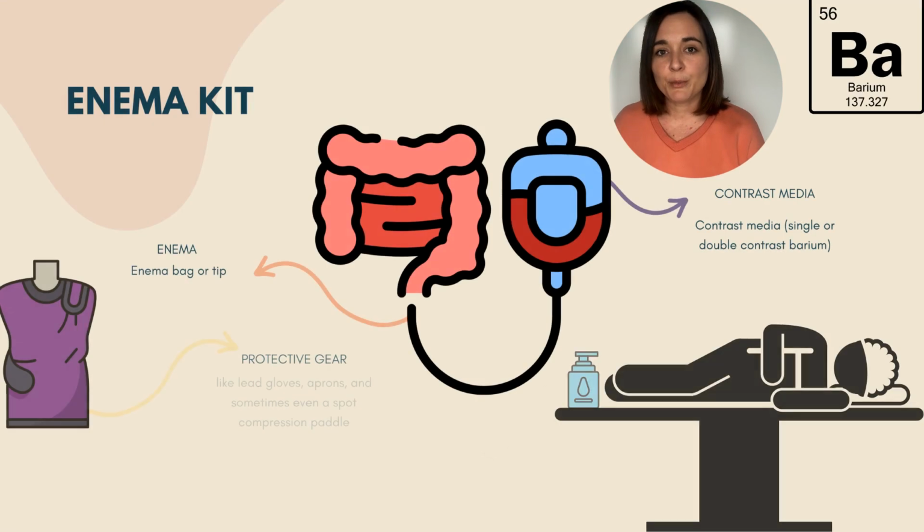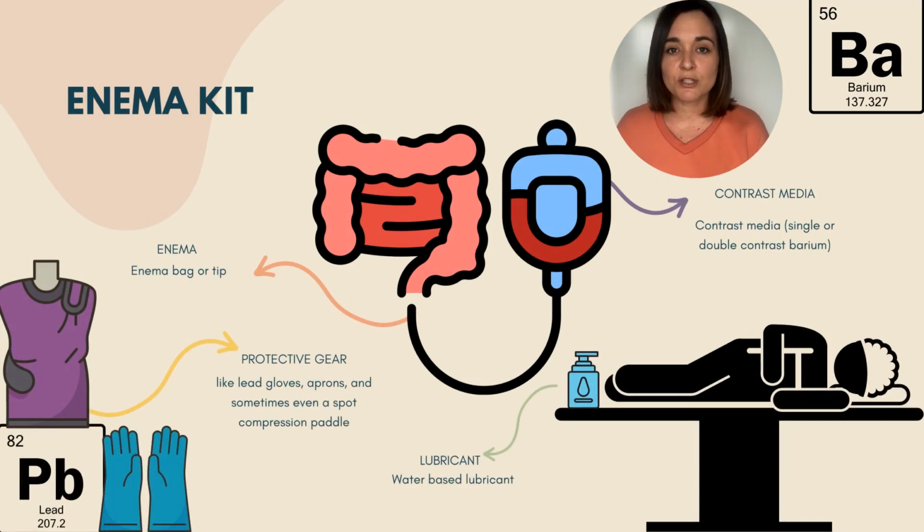For barium enema procedures, your equipment tray might also include an enema bag and tip, retention cuff inflation bulb, water-based lubricant, contrast media, which may be single or double contrast barium, and protective gear like lead gloves, aprons, and sometimes even a spot compression paddle. And don't forget image receptors or flat panels in case of overhead films.